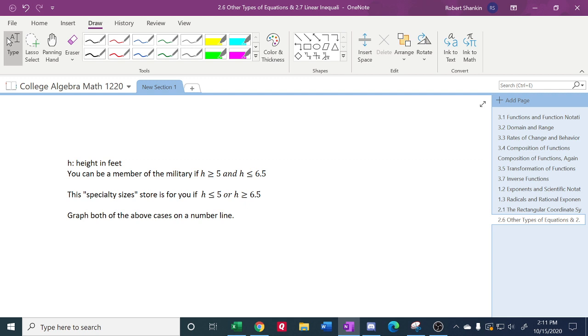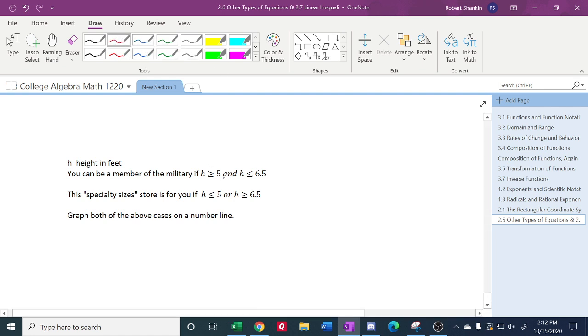And same thing with bunk beds. They just say, all right, if you're taller than 6'5", it's just cheaper for them to not let them in the military rather than making all the beds really long to accommodate the few 7-footers that can come there, and so on. So you can be a member of the military. Notice the keyword "and."